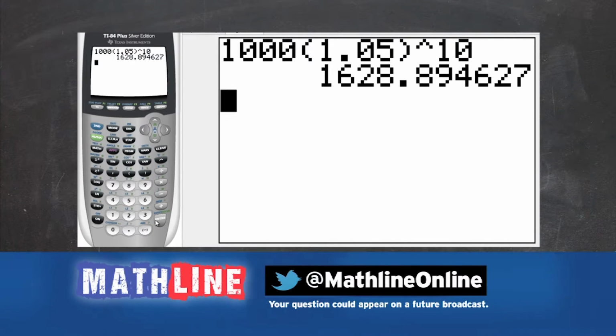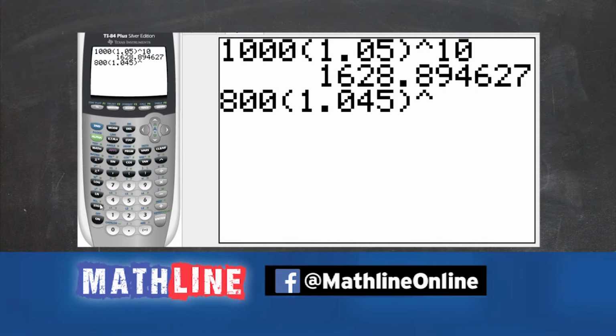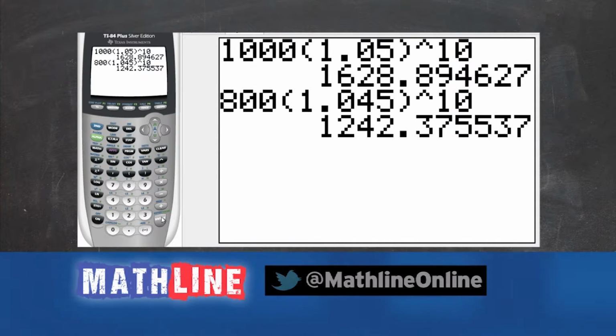Now, let's go ahead and take that next one here. While we got it here, let's go 800 times, how about it, 1.045. And we're also going to go 10 years on this one, all right? So here we go. And this one comes out with $1,242 and looks like about 38 cents.